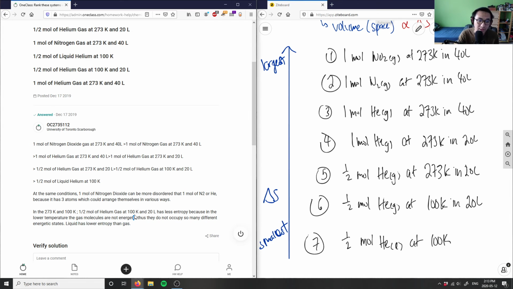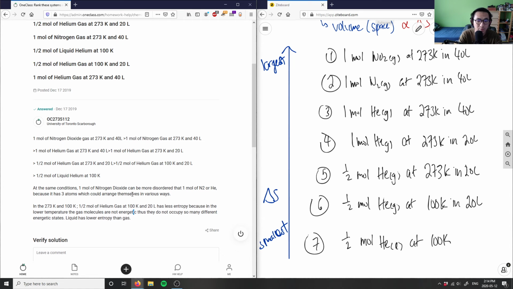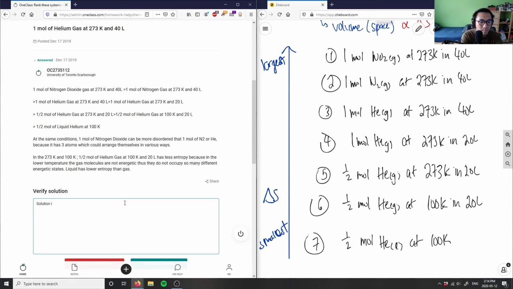And liquid, again, has lower entropy than gas, which is correct because of particle theory, because liquid particles move slower than gas particles. So this solution is correct. It's a good analysis here.